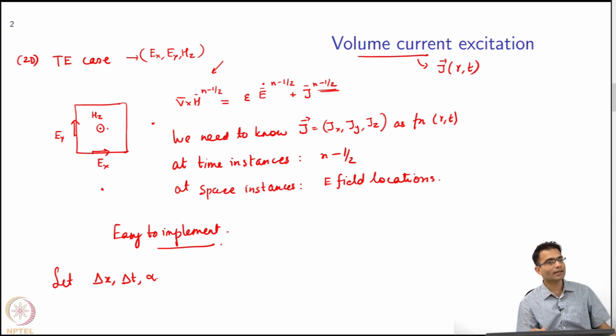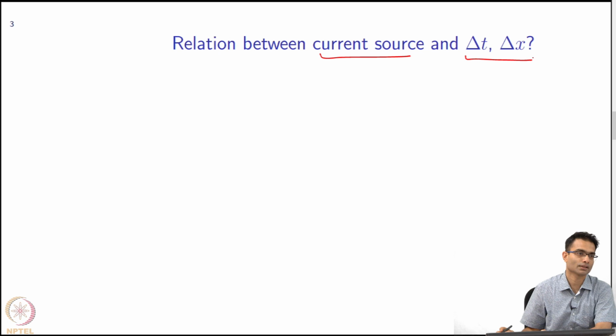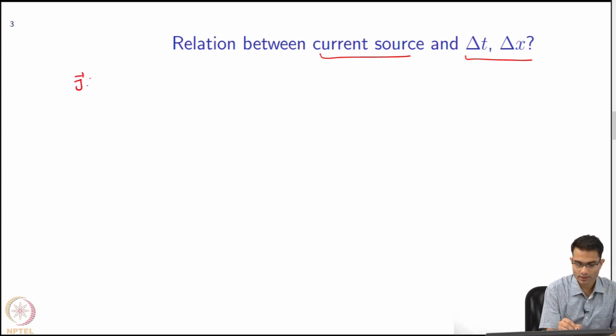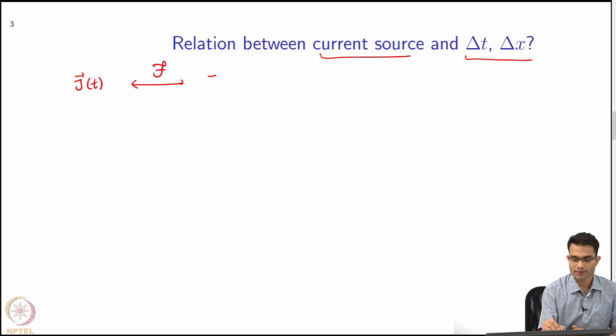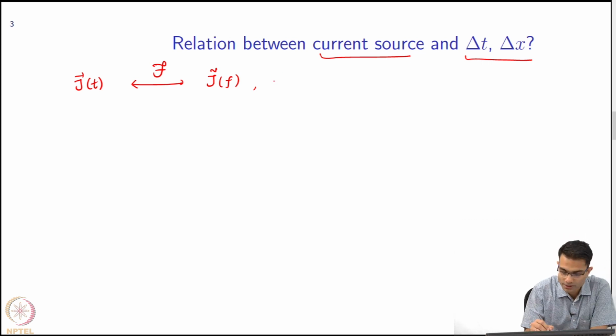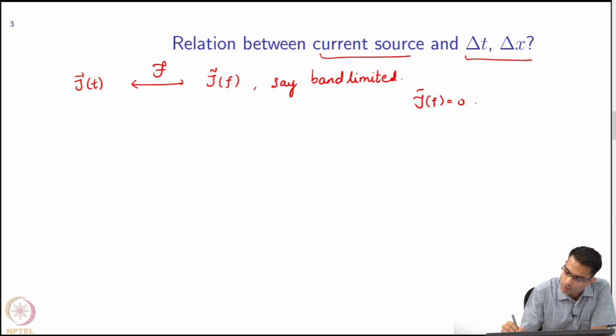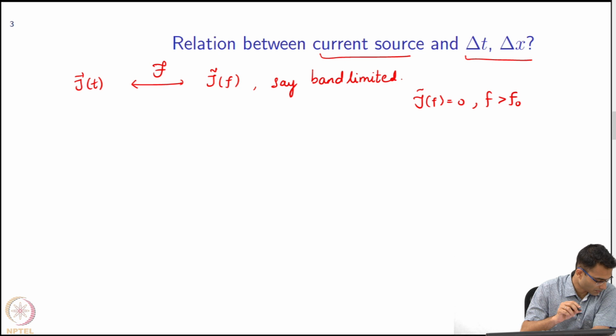Now the question is, is there any relation between the current term and these parameters? Should it not have high frequency components, right? Very good, right. So is there a relation between the current source and delta t, delta x, right? So your J, let us just take it as a function of time, will have some Fourier transform, right. So if I write down the Fourier transform over here, it will have some J tilde of f, okay. And let us say that it is band limited, okay. Let us say it allows only a maximum frequency variation up to some number, right. So J tilde of f is equal to 0 for f greater than f naught. So f naught is the maximum frequency.